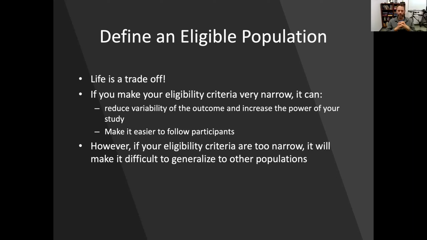Unfortunately, the downside of doing that is that if the eligibility criteria are really, really narrow, it makes it really difficult to generalize to other populations. Sometimes that's okay, and sometimes that's problematic. In the example I was talking about, we were very interested in a super specific biologic hypothesis about whether eating a certain diet increases body fat. And it was a very, very specific biologic hypothesis, and we weren't overly concerned about generalizability.